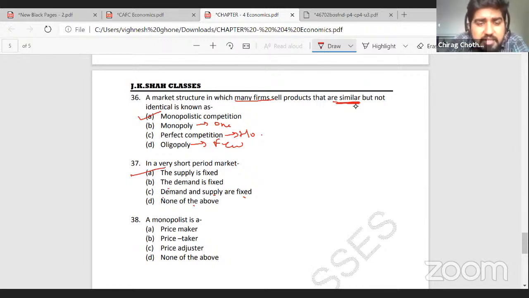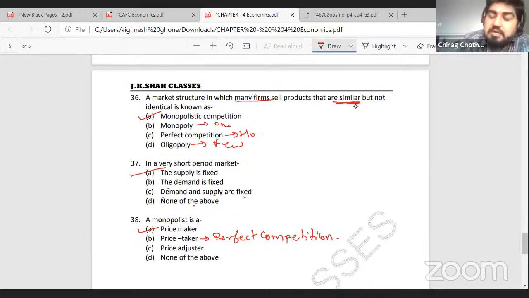Okay. And the last question in this chapter, students, a monopolist is who? A monopolist is a price maker, price taker, price adjuster, or none of the above. The correct answer would be a monopolist is a price maker. Who is the price taker, friends? A firm in perfect competition will be called a price taker. Price adjuster is no one.